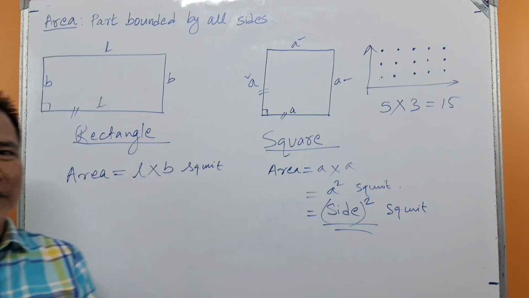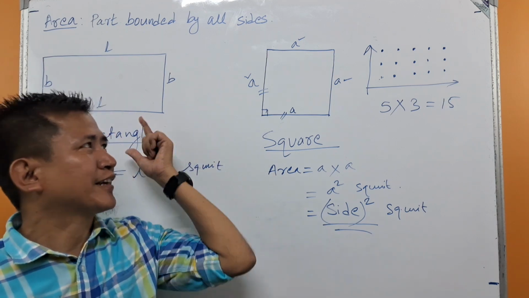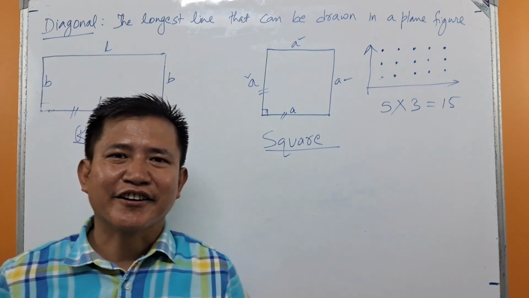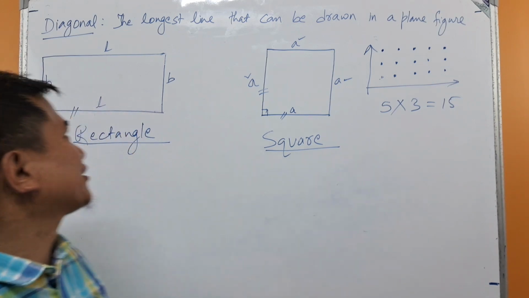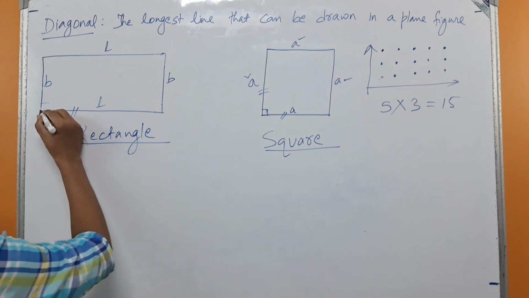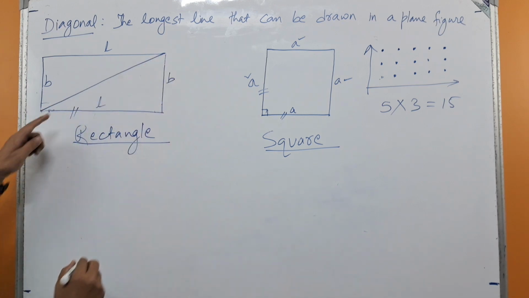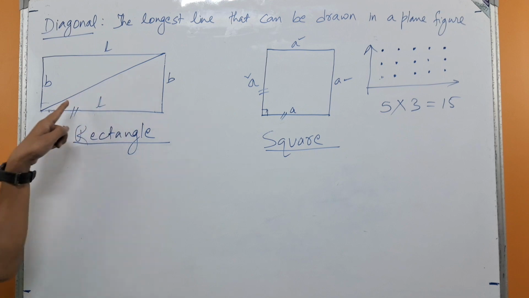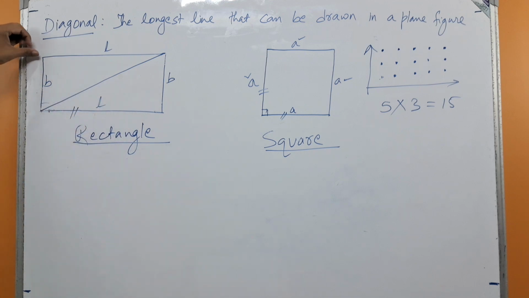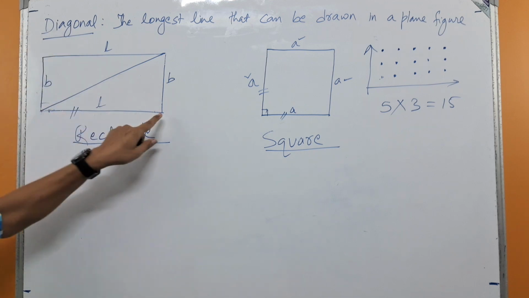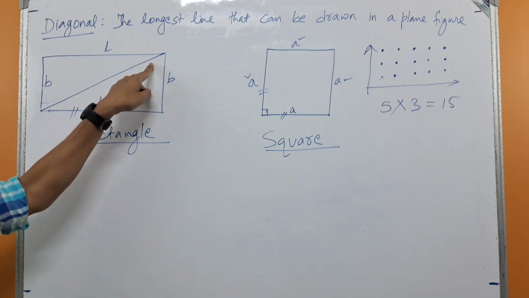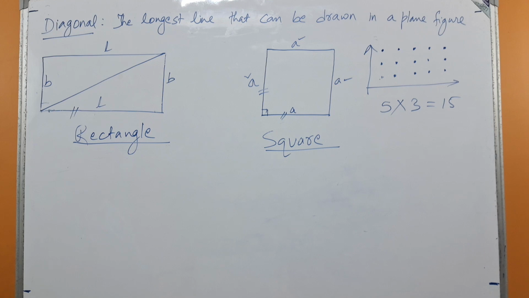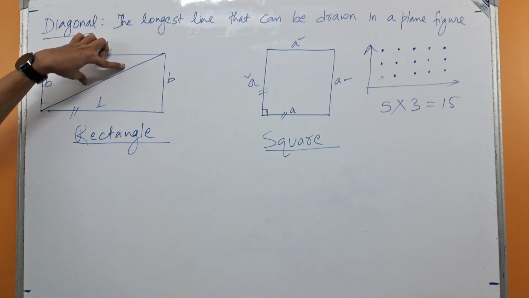Now let us see the formula for length of diagonal of a rectangle and a square. Okay, diagonal means the longest line that can be drawn in a plane figure. So in case of rectangle, this is the diagonal, because this is the longest line that can be drawn in this plane figure, isn't it? We can draw another diagonal as well from this point to this point. The length of this diagonal will be equal to the length of this diagonal. So we are asked to write the length of this diagonal.